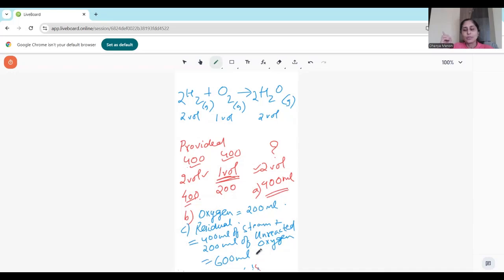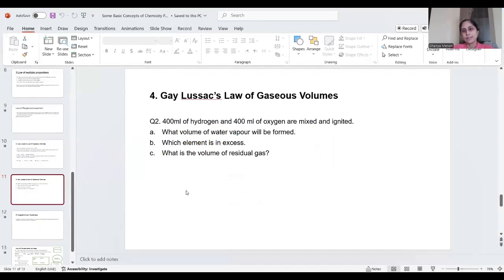Okay, and it applies only to what kind of substances? Gaseous reactants and products. Okay, and these volumes that you take, they are in a whole number ratio. 2 volumes reacting with 1 volume, giving you 2 volumes, right? So hope this is clear for you. Okay, so they can also ask this as a question, right?